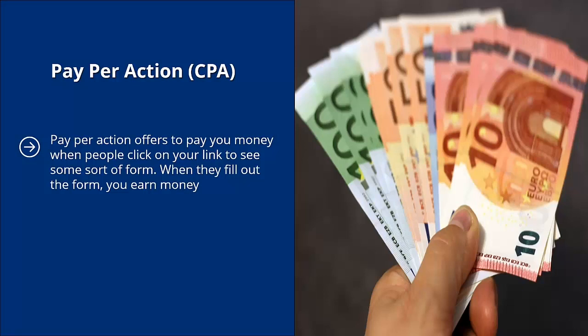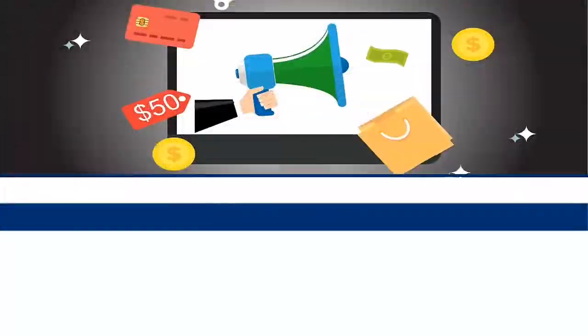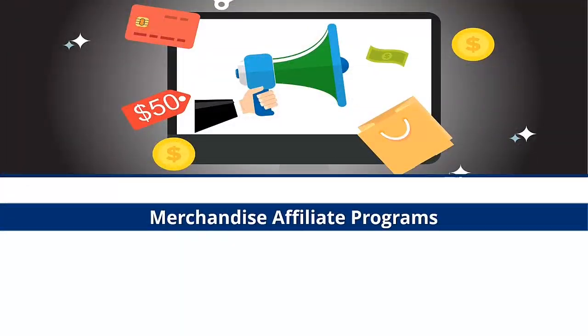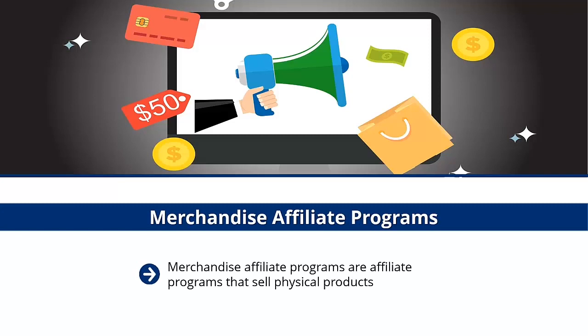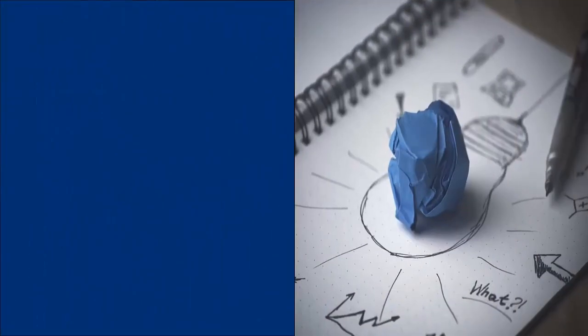Pretty straightforward, right? CPA involves less friction to the user. Oftentimes, people just need to enter their email address for you to make 20 cents to up to $1. Not too bad. Merchandise affiliate programs are affiliate programs that sell physical products. When people see ads on your website, you won't get paid when people click the ads. You only get paid a commission when your visitors actually buy products.